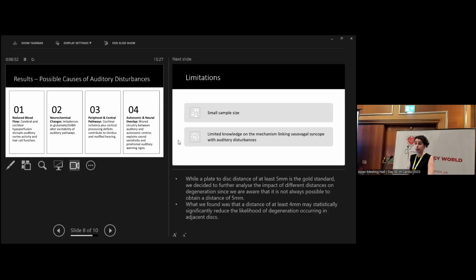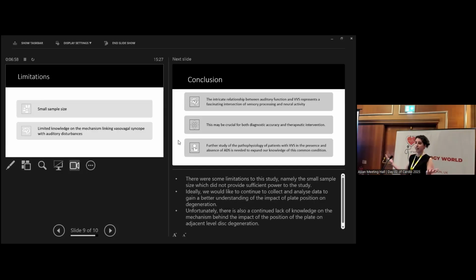But the fact is, we don't currently know what the true cause is, and we hope to find that out in further research. As with any research, there are limitations. The main one being that the study is still relatively small, and that limits the generalizability of the findings. Another limitation that I haven't included in the slide, erroneously, is that the symptoms are self-reported, either by the patient or by the patient's family, which does introduce some recall bias and subjective variability. And finally, there is still limited knowledge on the mechanism linking vasovagal syncope with auditory disturbances, which limits how we can proceed forwards with these symptoms.